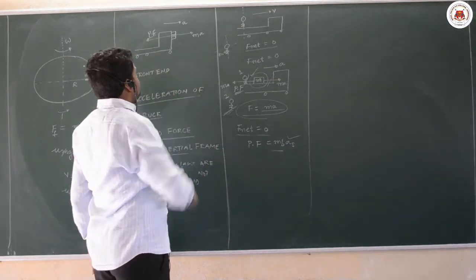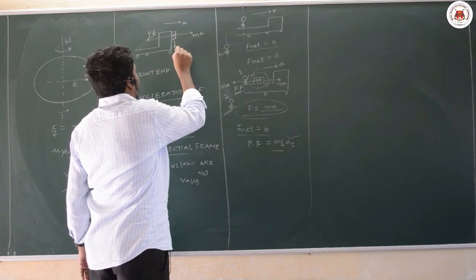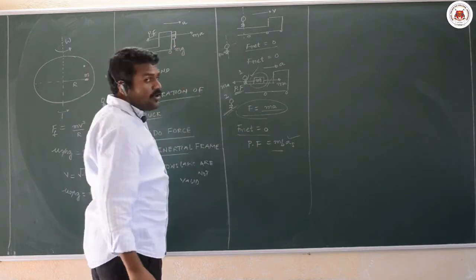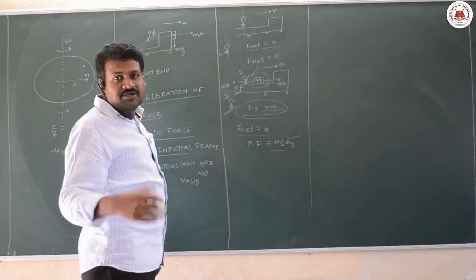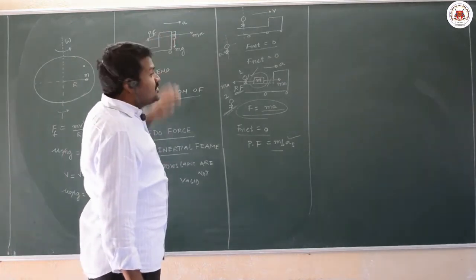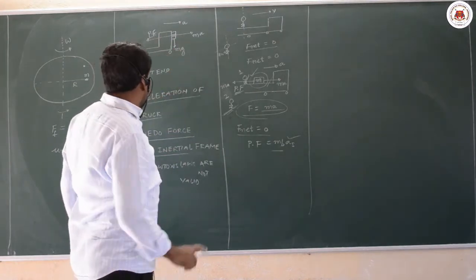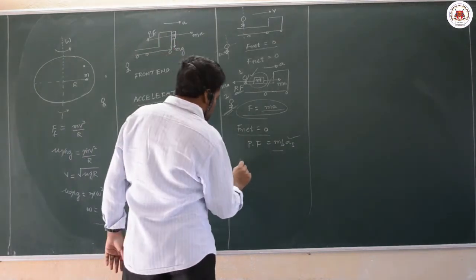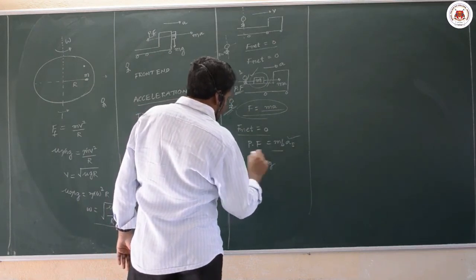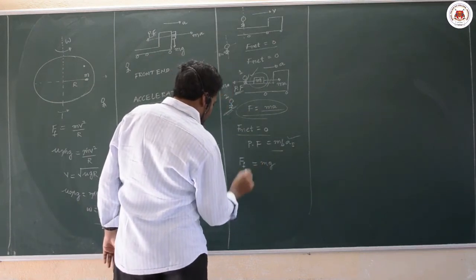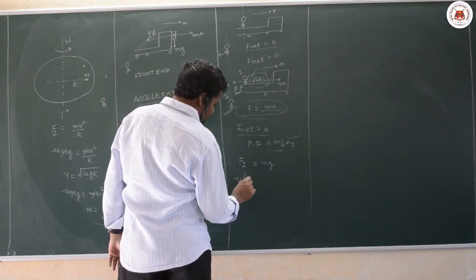So now pseudo force is acting in this direction, mg will be acting in this direction. This body is not falling down. In this case, the body is not falling down because of the frictional force. This frictional force balances mg. That's why this body is not falling down. Frictional force is mu into normal reaction. In this case, the normal reaction is the pseudo force.